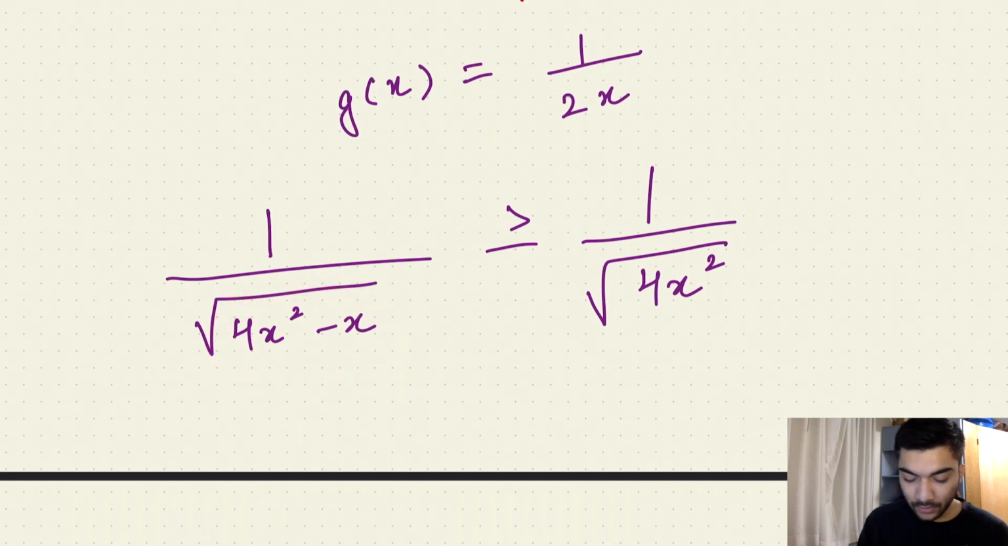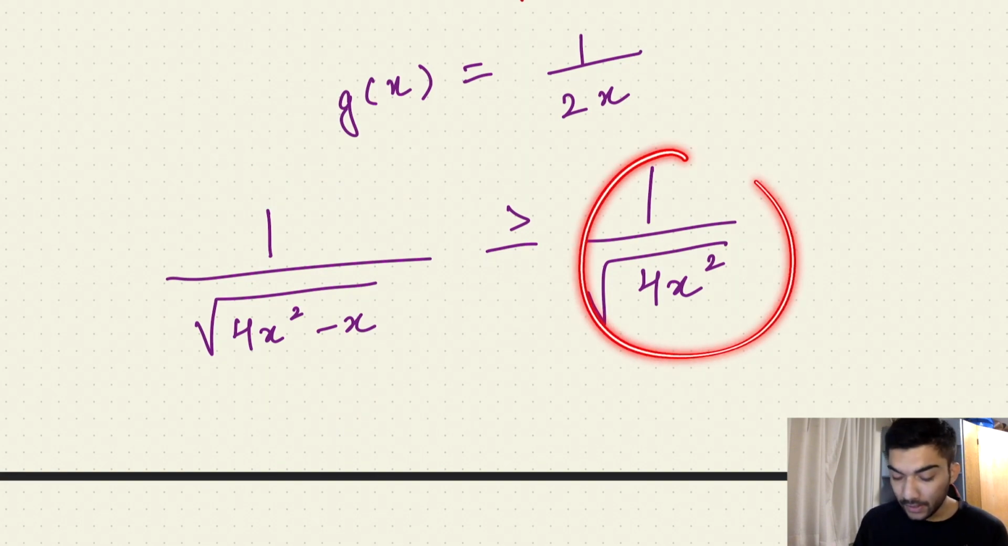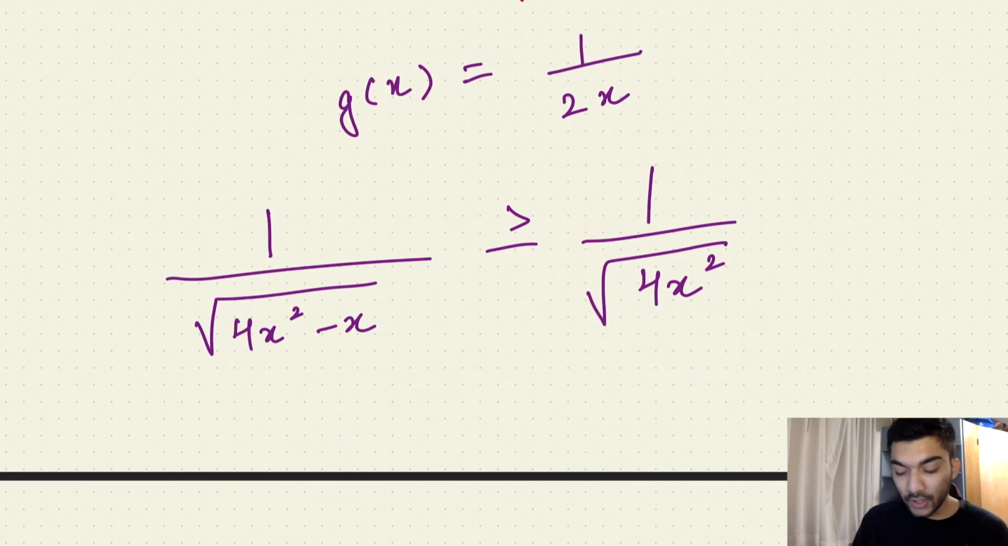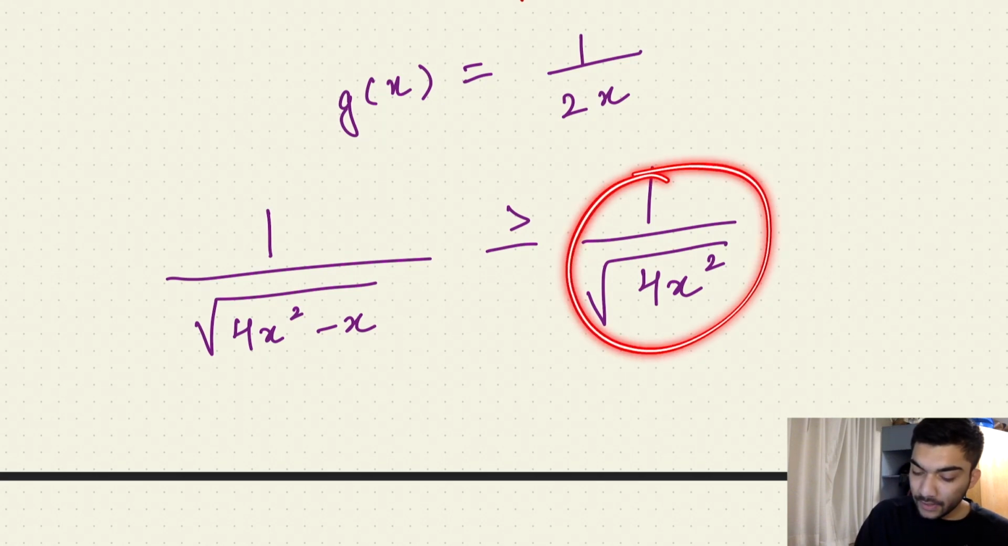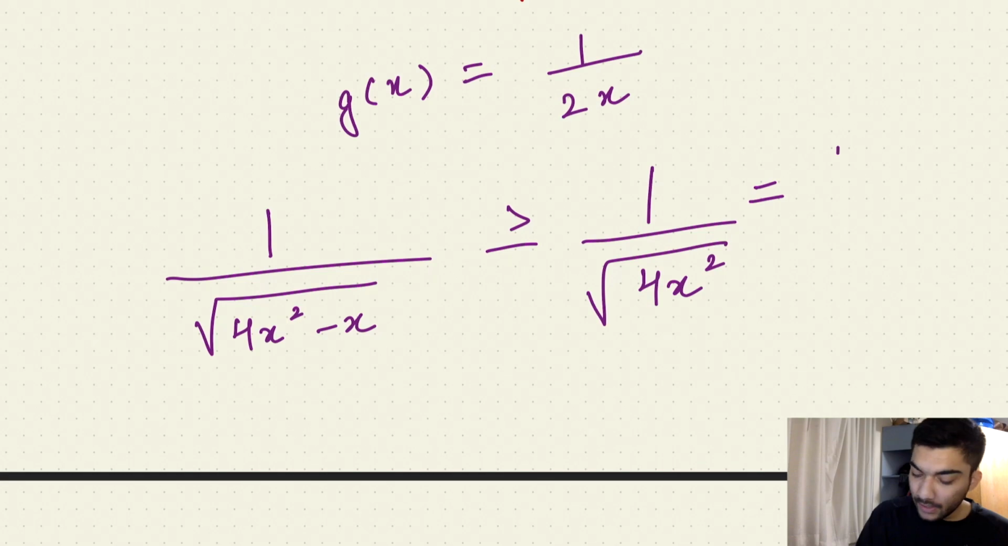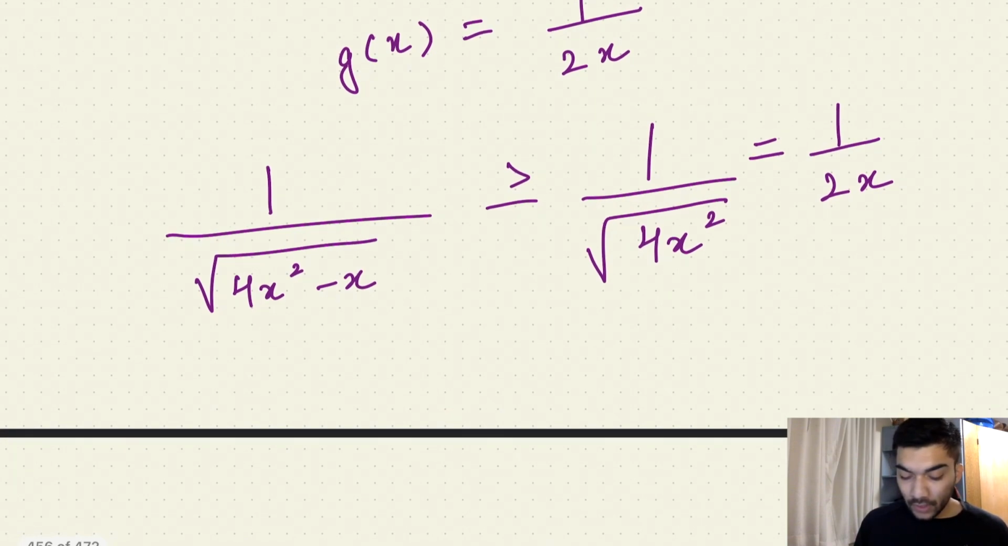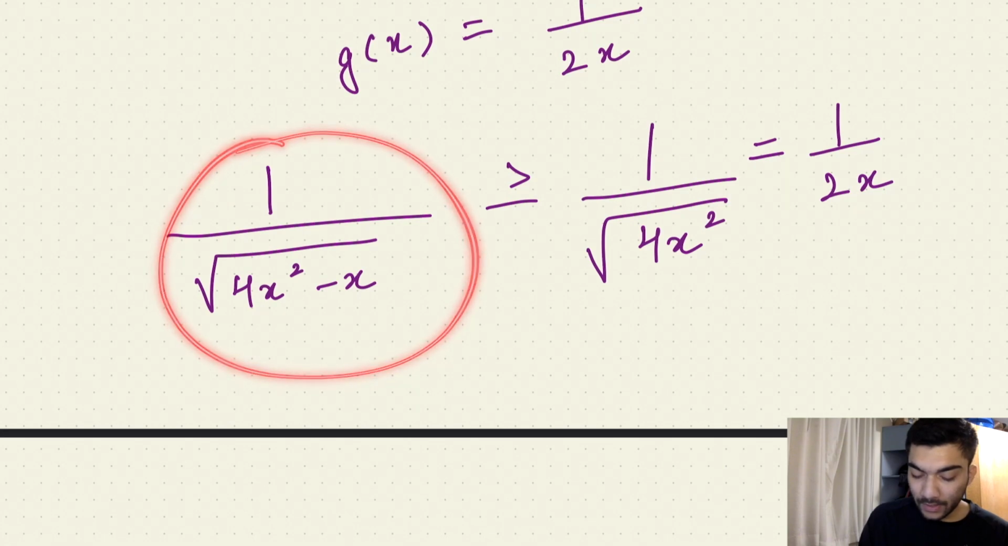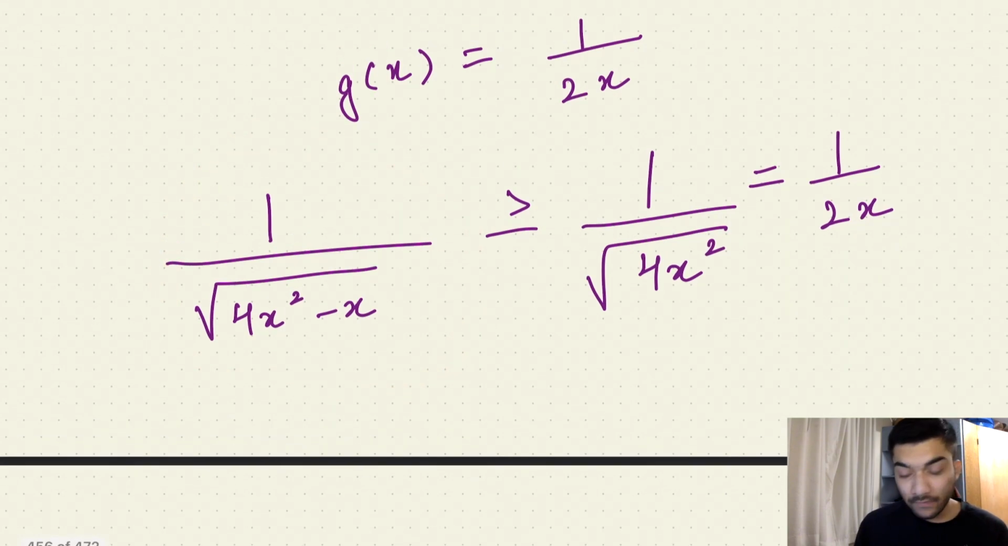So if the denominator on the left hand side is smaller, that means the original expression on the left hand side is greater than or equal to the original expression on the right hand side, right? And so this expression is basically also equal to 1 over 2x in this case, right? Which is our second function over here. So we know that 1 over 2x is always less than or equal to our original function over here.